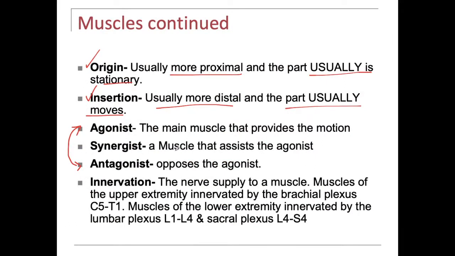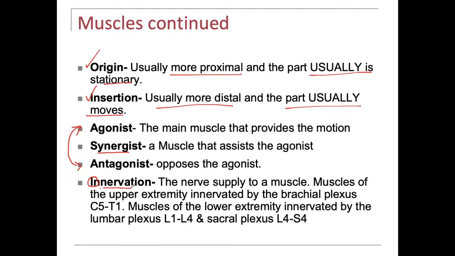A synergist is a helper. So if we're talking about the biceps brachii for elbow flexion, and I said, what's a synergist of that? You would have to pick another elbow flexor, like the brachialis. Okay, those are synergists.